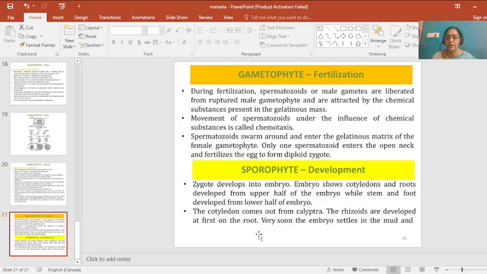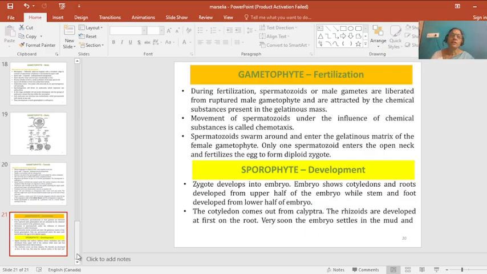The embryo shows cotyledons and roots developing from the upper half of the embryo, while the stem and foot develop from the lower half of the embryo. The cotyledons come out of the calyptra. The rhizoids are developed first on the root. Very soon the embryo settles in the mudland, and develops into a Marsilea plant.